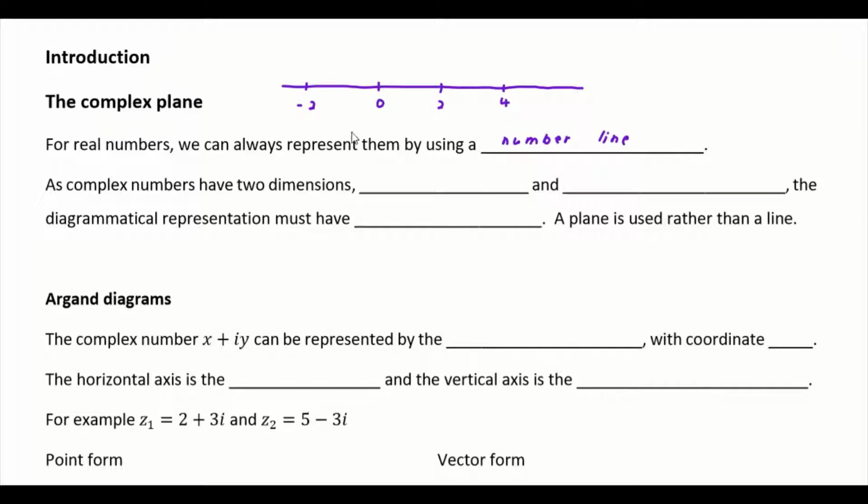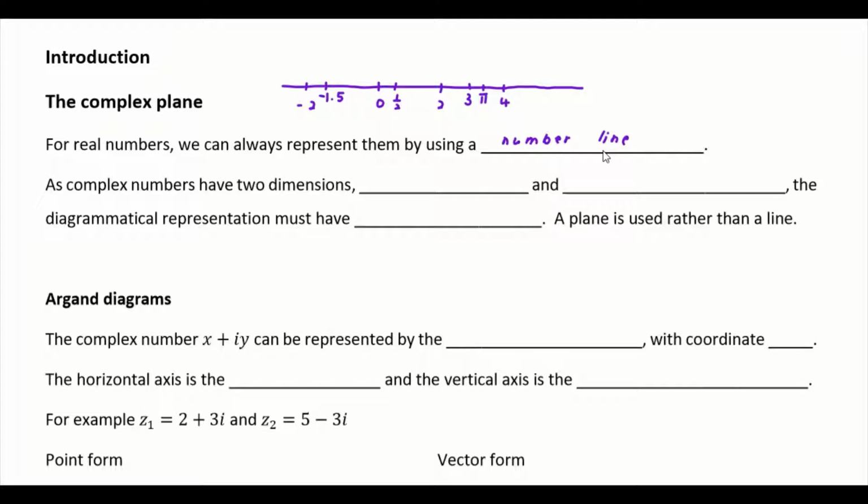Even a fraction, for example 1 over 2, will be somewhere here, and negative 1 over 5 will be somewhere here. Even an irrational number, for example pi, which is 3.142 and so on: if 3 is here, then pi is somewhere here. So all the real numbers can be represented by using a number line.